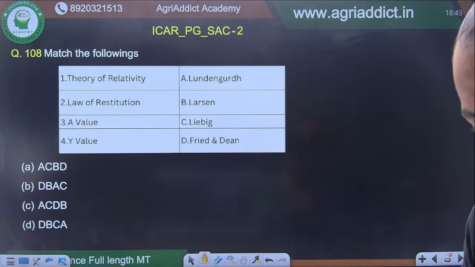Someone has asked, Aman has asked, sir, what is the specific heat of air? Air's specific heat at constant pressure is around 0.24. At constant volume it is around 0.71. Check this once more. I am also not sure, I cannot remember.